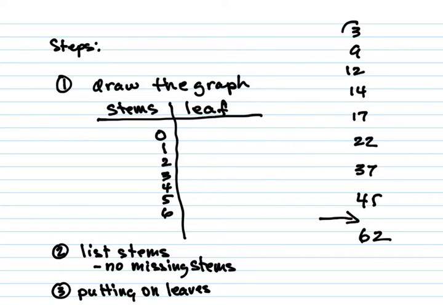So first one is 3. So that means a stem of what? A stem of 0 and a leaf of 3. Next one is 9. So that means a stem of 0, leaf of 9. And 3 and 9 are in order. So we're done. Good. Next one is 12. So that's a stem of 1, leaf of 2. Okay. Next one's 14. So that's a stem of 1, leaf of 4.